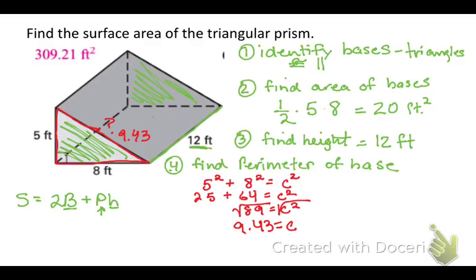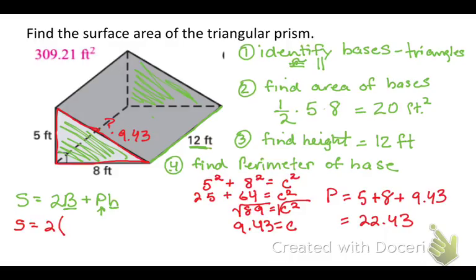So now we can calculate the perimeter of the base, which is equal to 5 plus 8 plus 9.43. Okay, and that turns out to be 22.43. So that's our P. So now we can plug and play. So we have surface area is equal to 2 times the base, and we figured the area of the bases was 20, plus the perimeter, which we just calculated at 22.43, times the height, which is 12. Okay, long story short, that ends up being 309.